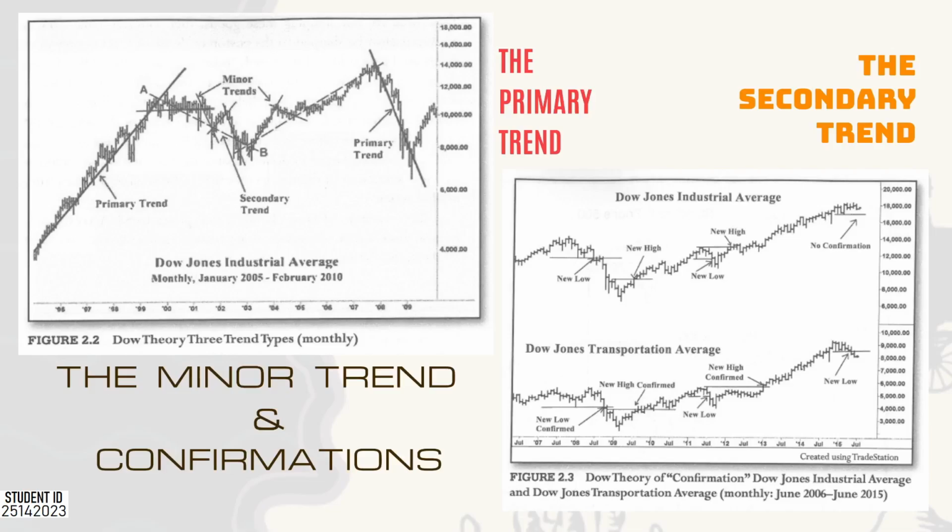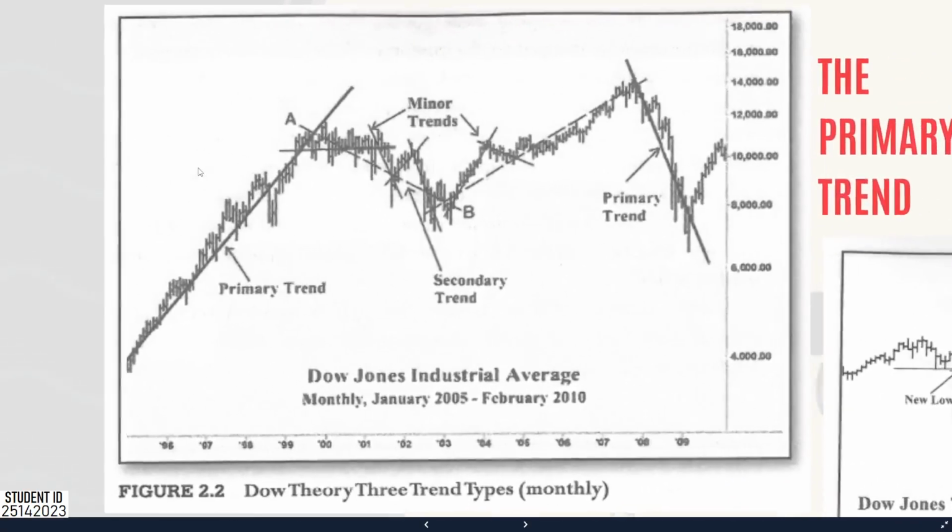The primary trend may be an upward trend, which is known as a primary bull trend, or it may be a downtrend, also known as a downward trend, referred to as the primary bear trend. The generally long-run upward trend during the 1990s is shown in figure 2.2 here.